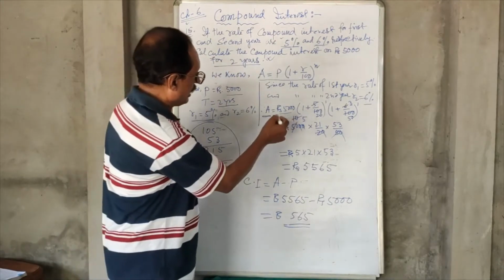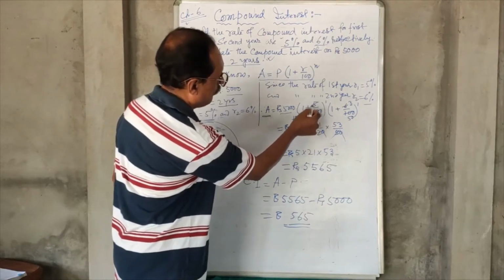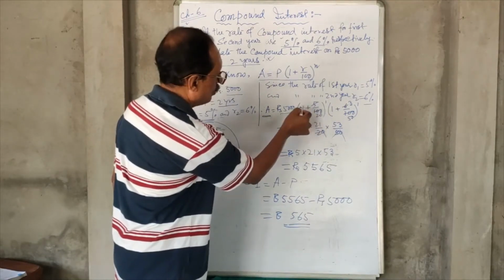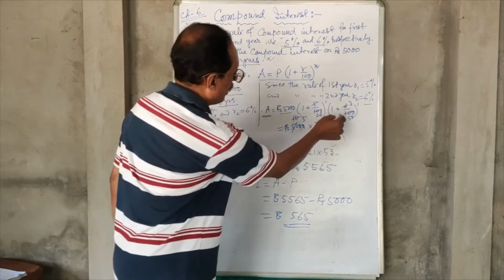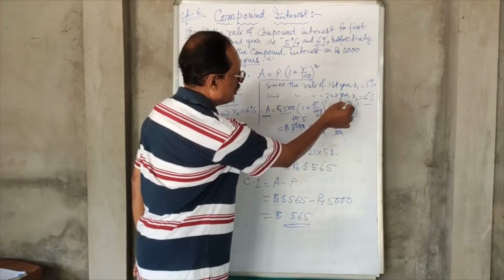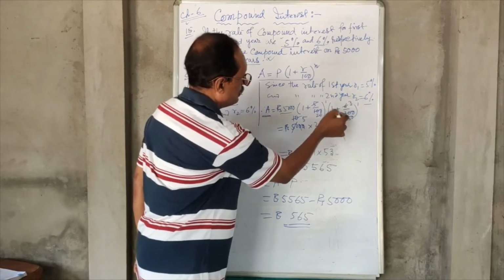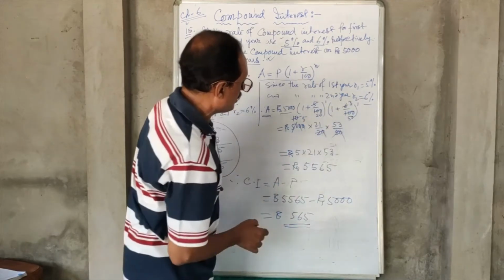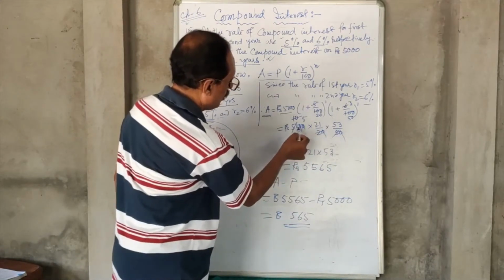So you see the calculation. That is equal to 5 twenties are 100. So 1 plus 1 by 20, that means 21 by 20, plus here we are dividing by 2: 6 divided by 2 is 3, and 100 divided by 2 is 50. So 1 plus 3 by 50 is 53 by 50, it is coming like that. So 10 and 10 cancel, here also 10 and 10 cancel.